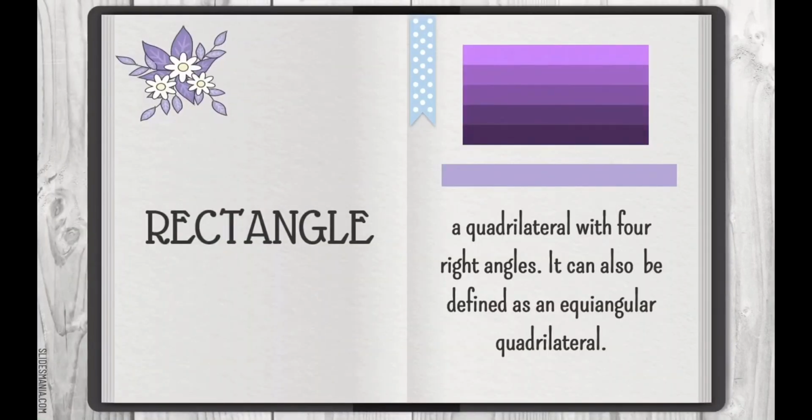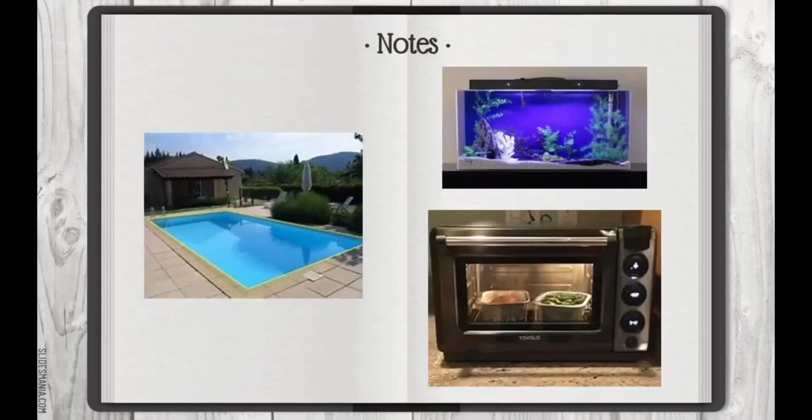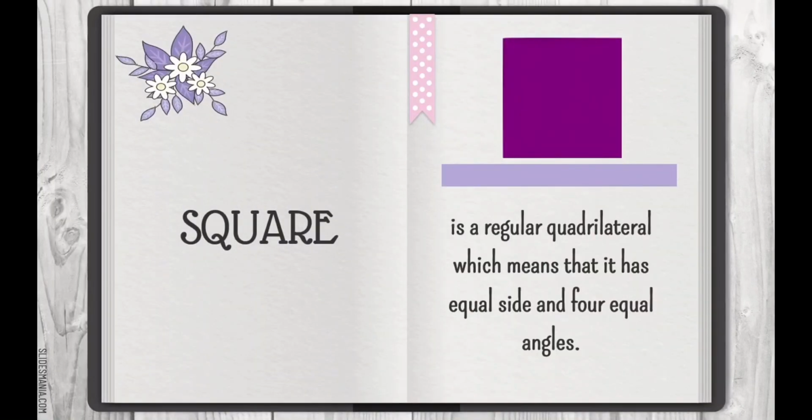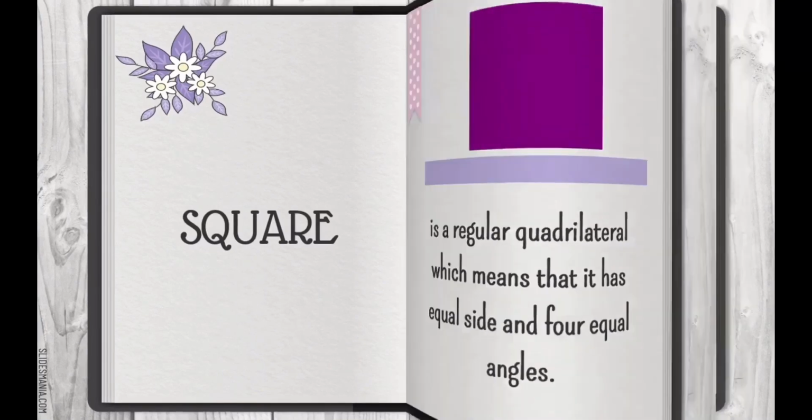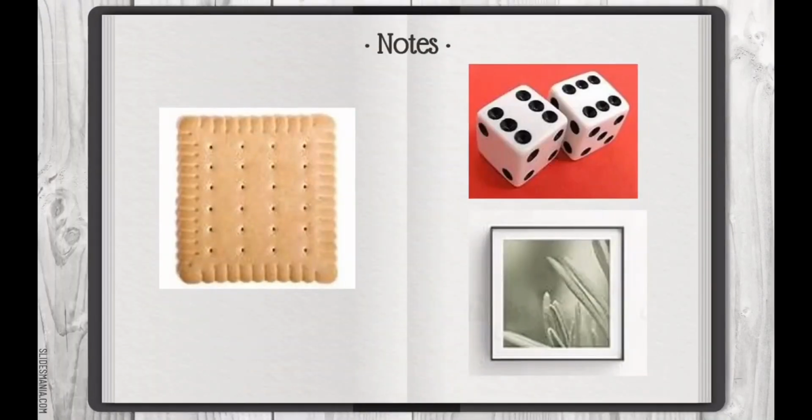Rectangle. A rectangle is a quadrilateral with 4 right angles. It can also be defined as an equiangular quadrilateral. Examples are a swimming pool, aquarium, and oven. Square. A square is a regular quadrilateral, which means that it has 4 equal sides and 4 equal angles. Examples are biscuits, dice, and a frame.